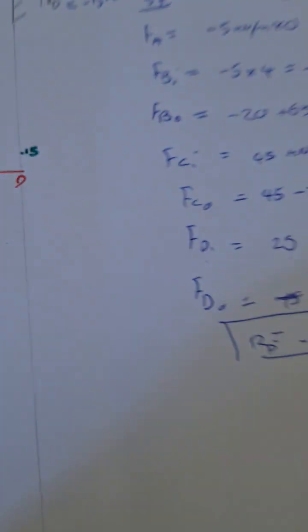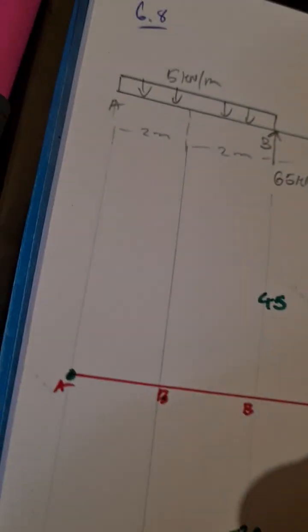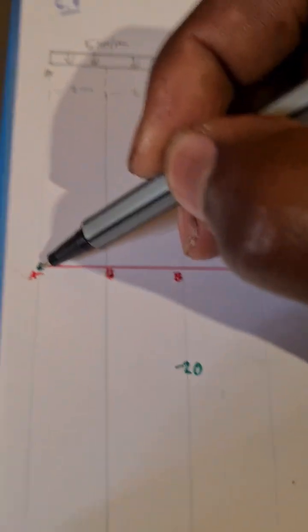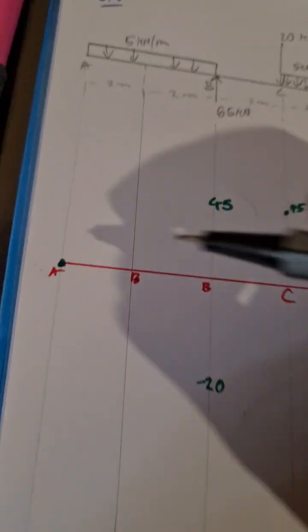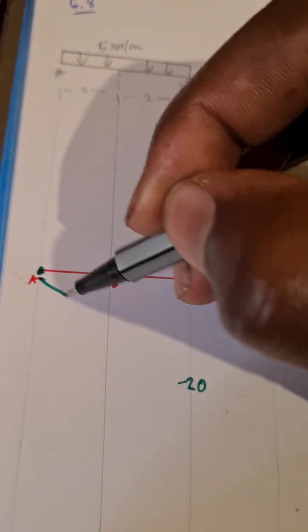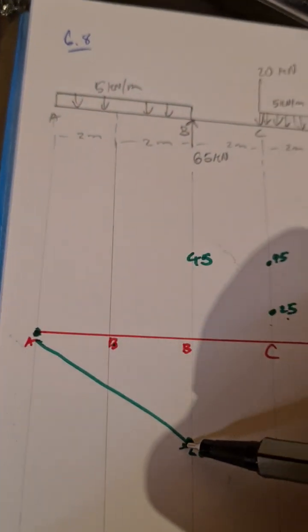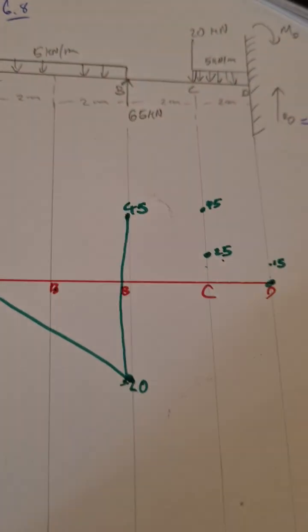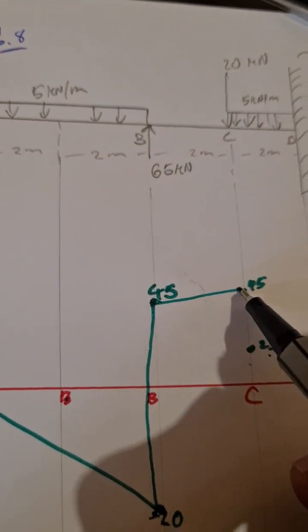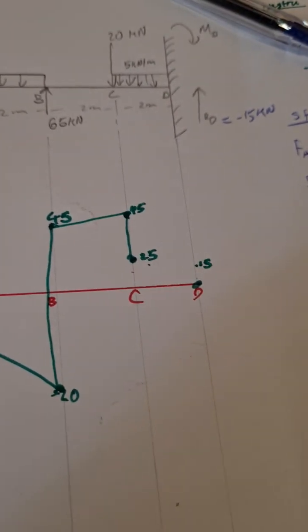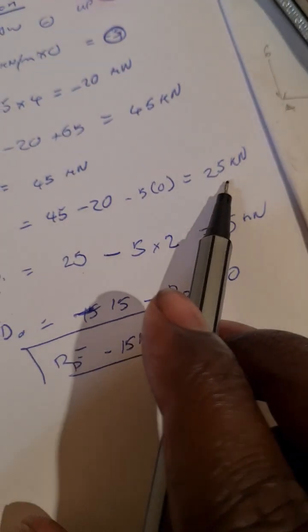So we're gonna move down to 15. And then we go to 0. So let's now join. So we have A. Remember, there's a UDL. Just join the point. So we go from 0 to minus 20, which is this. And then we go up to 45. And then we go straight to 45. And then we go down to 25.